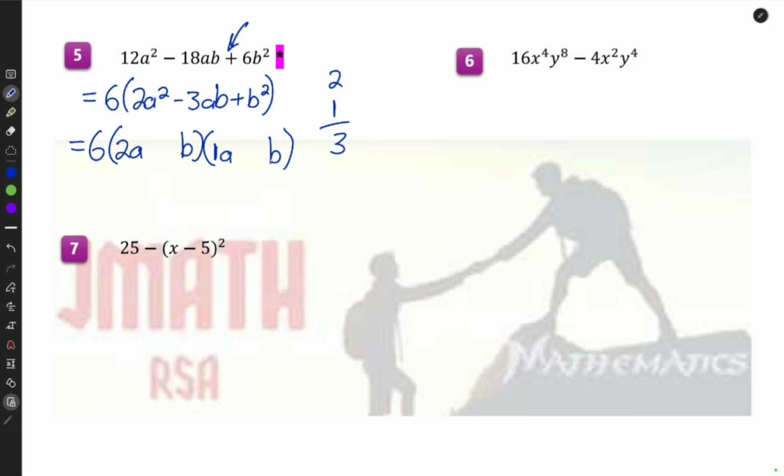So it's just a b and a b. Now to check the signs, the first sign goes to the first bracket, and the plus at the back says the signs need to be the same. There we go. That is the factorized version of that trinomial.